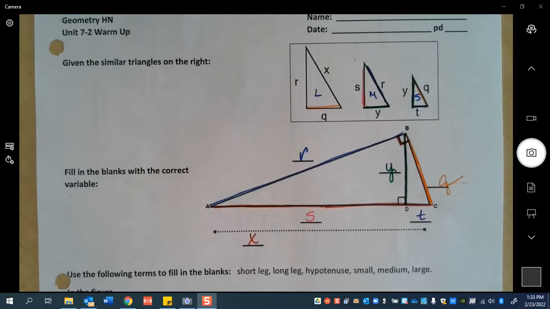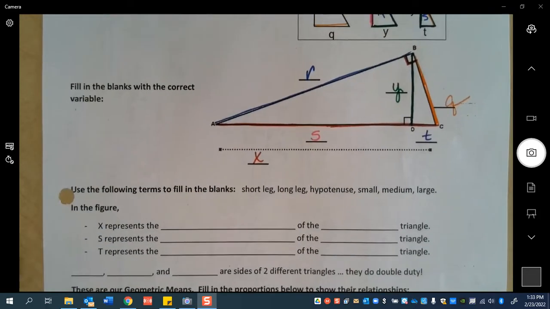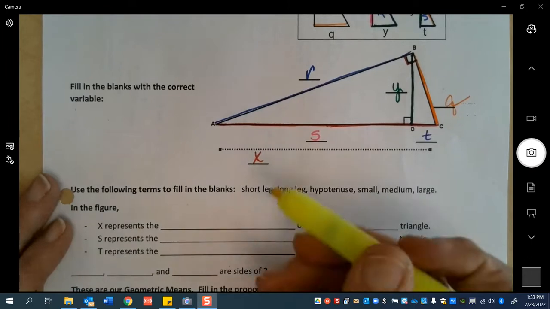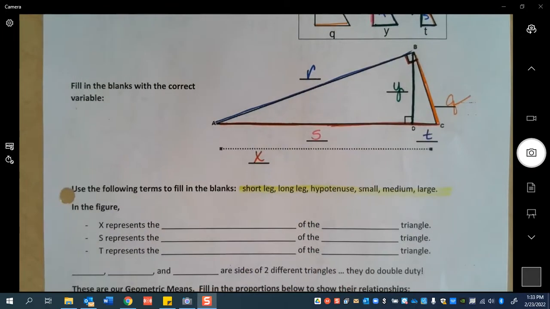So the theorem we talked about yesterday, the first one, was when the altitude is drawn from the right angle to the hypotenuse of any right triangle, it creates three similar right triangles. And then we start talking about some cool relationships that exist between them. So use the following terms to fill in the blanks: short leg, long leg, hypotenuse, small, medium, and large.